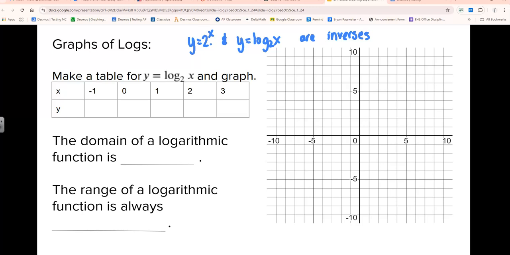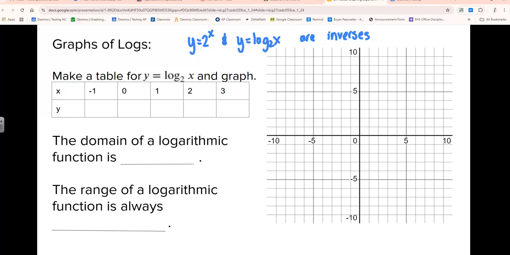If I want to get the inverse of this, I just log both sides. So I'd get log base 2 of x as my inverse. So I could make this table here, and I'm definitely going to have to use the calculator if I do. But if I have inverses, what are the differences in their tables? If I have two functions that are inverses, what is different about their tables?